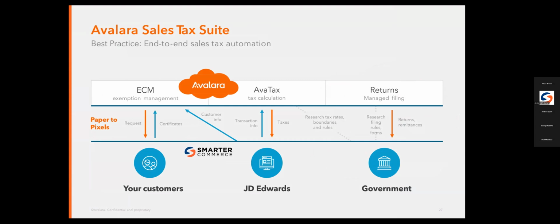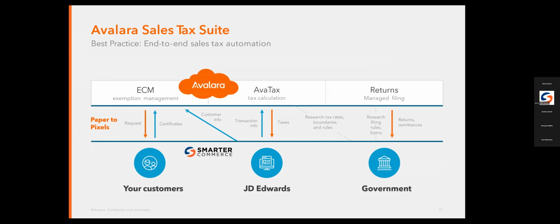So this is the end-to-end workflow, if you will. As you can see, in the center here is Avatax's tax engine, right? So all this lives in the cloud, and Smarter Commerce can connect JDE into our tax engine. JDE, built by Smarter Commerce, has the ability to send customer data right into ECM. Then within the exemptions module, you can maintain those certificates. And then the final decision is we know who and when and where and why to tax.